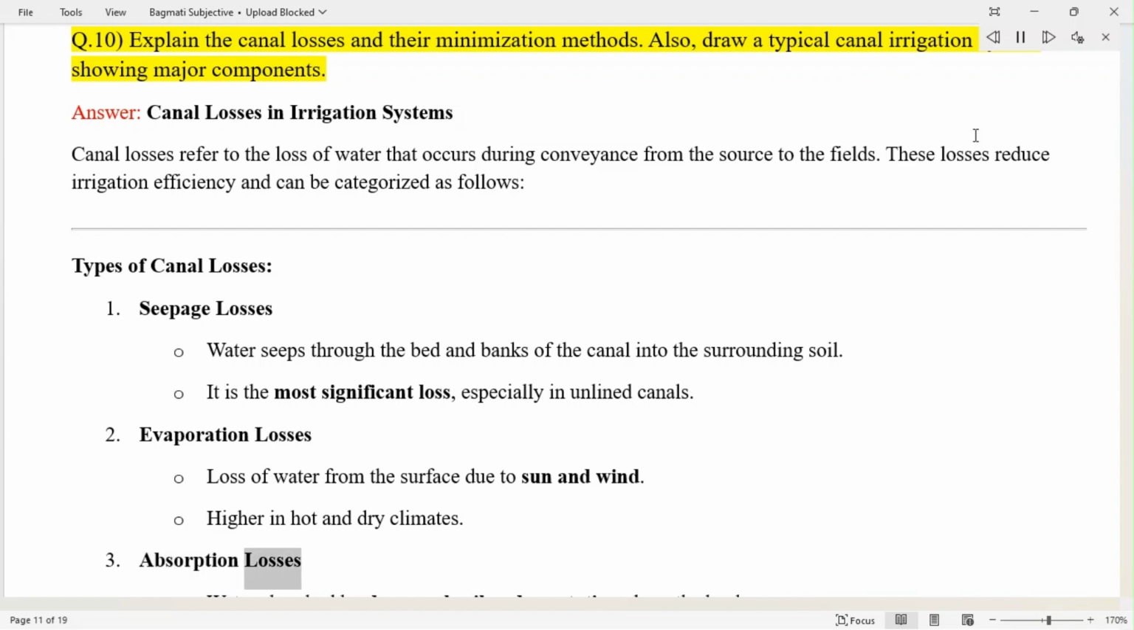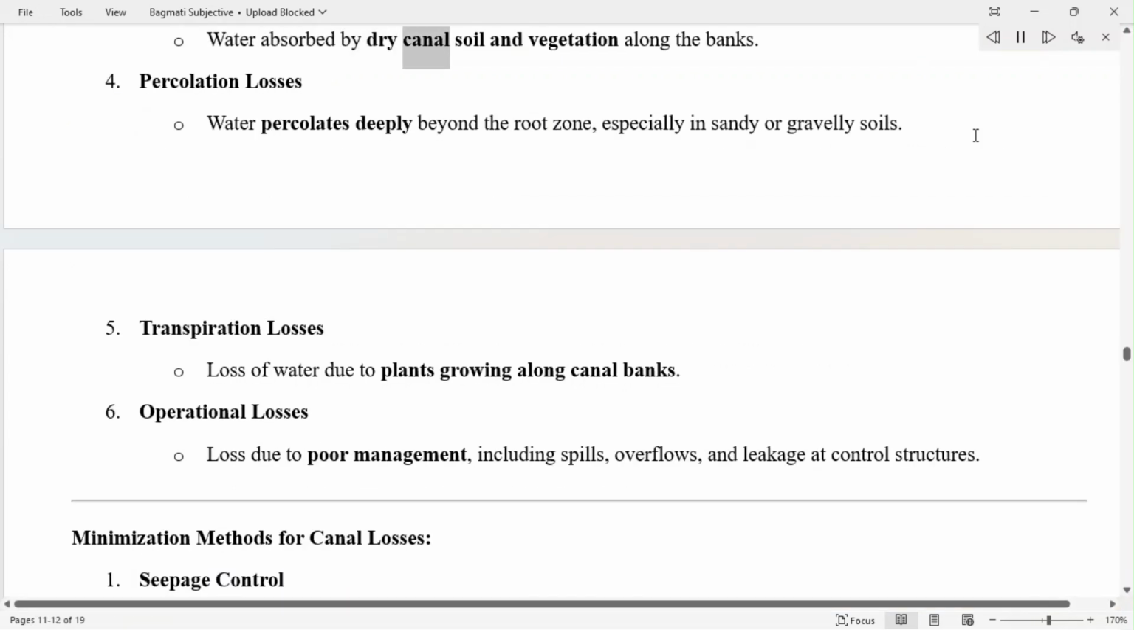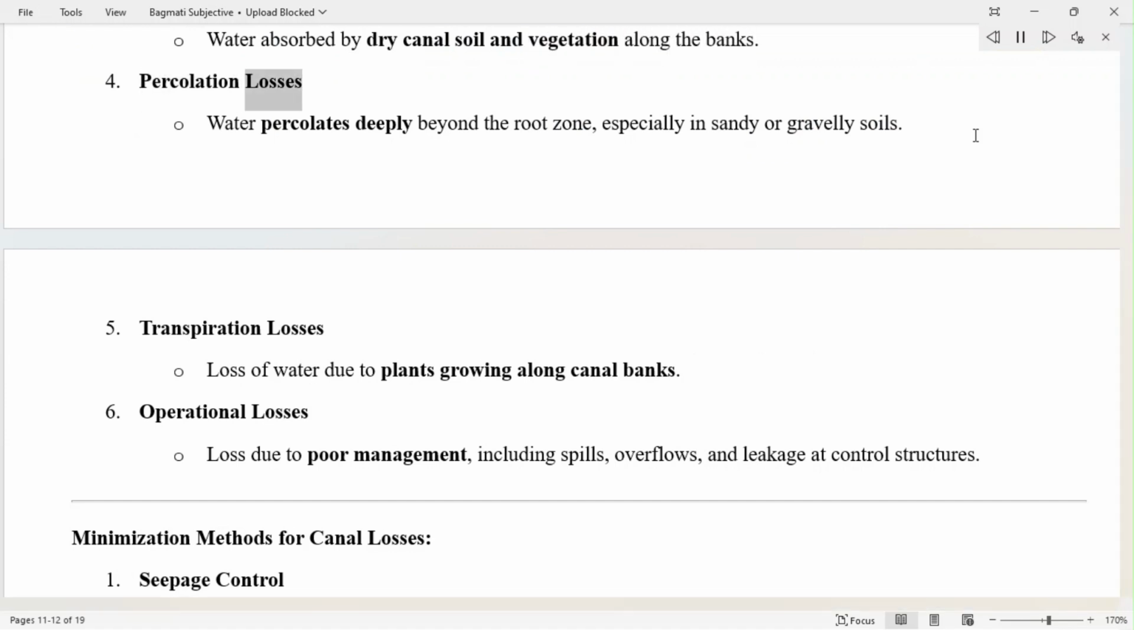Absorption losses: water absorbed by dry canal soil and vegetation along the banks. Percolation losses: water percolates deeply beyond the root zone, especially in sandy or gravelly soils. Transpiration losses: loss of water due to plants growing along canal banks. Operational losses: loss due to poor management, including spills, overflows, and leakage at control structures.